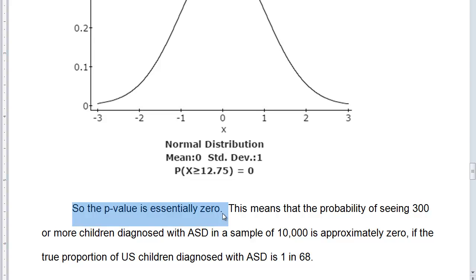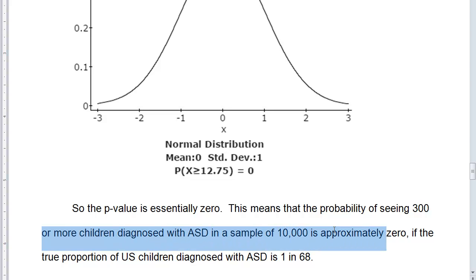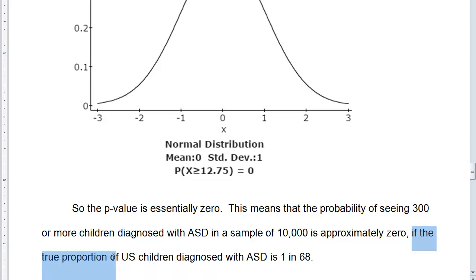But this basically means that the probability of seeing 300 or more children diagnosed with ASD in a sample of 10,000 is approximately 0. And what's really making the z-score so large is the fact that my sample size is huge. So this is definitely statistically significant, but in another video we may talk about whether it is an important difference or not, if the true proportion of U.S. children diagnosed with ASD is still 1 in 68.